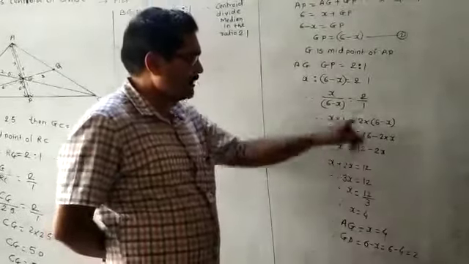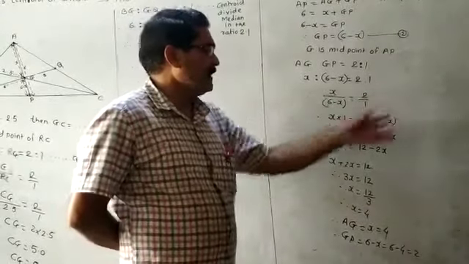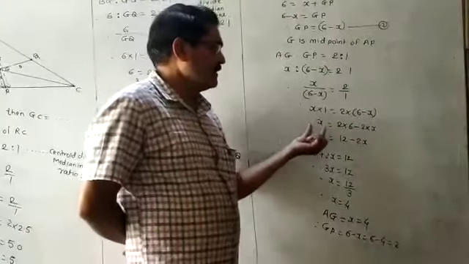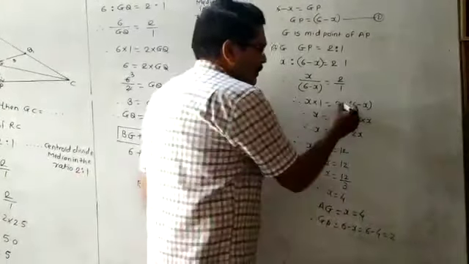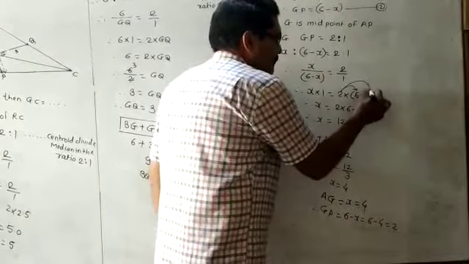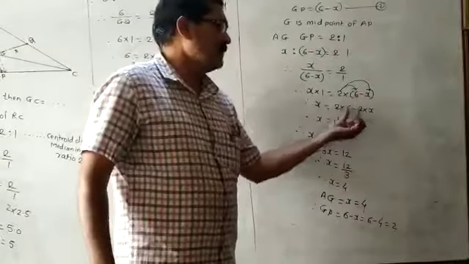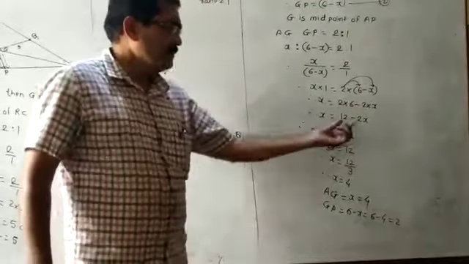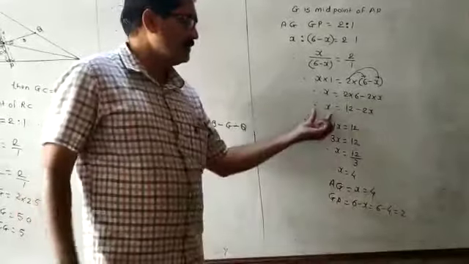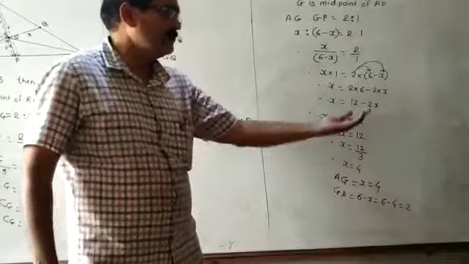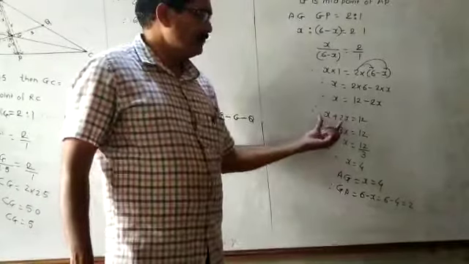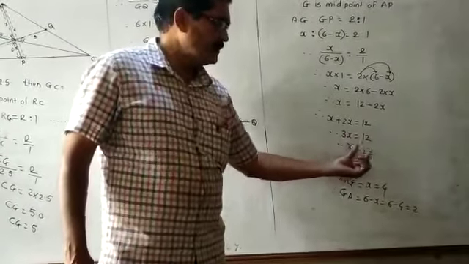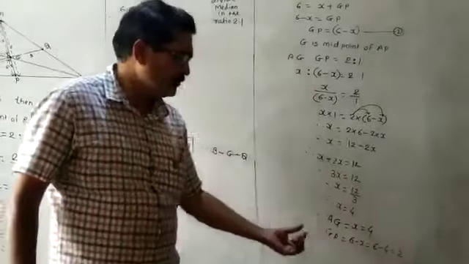You have to transpose this bracket that side: X multiplied by 1 is equal to 2 multiplied by 6 minus X. Use the distributive law: 2 multiplied by 6 is equal to 12, and 2 multiplied by X is equal to 2X. Then collect the terms of X together. Shift this 2X this side: minus 2X becomes plus 2X. 1X plus 2X is equal to 3X is equal to 12. X is equal to 12 upon 3. X is equal to 4 units.